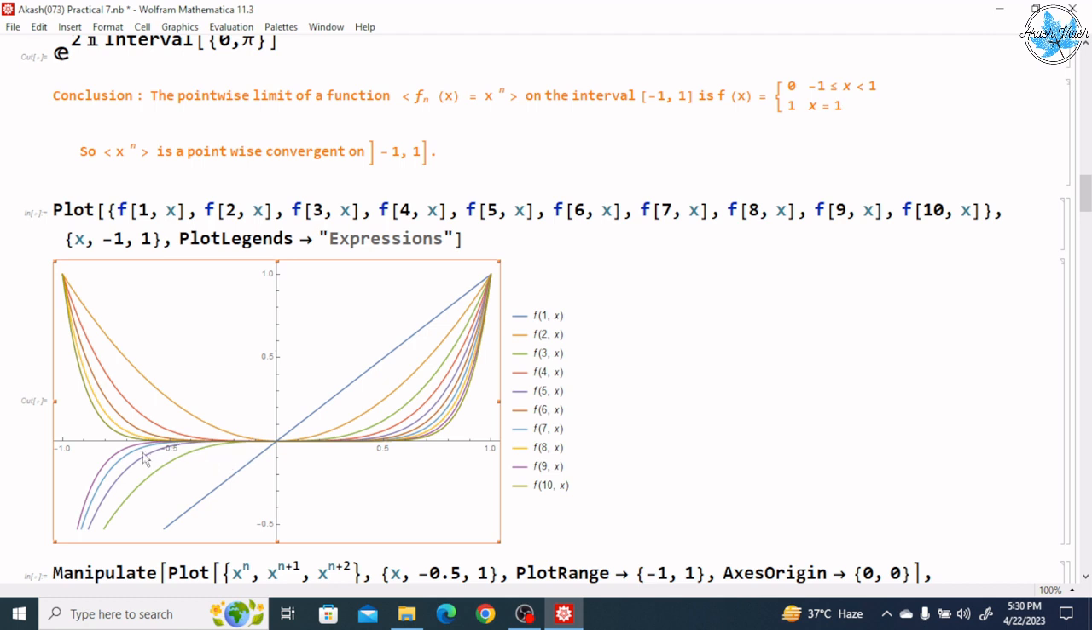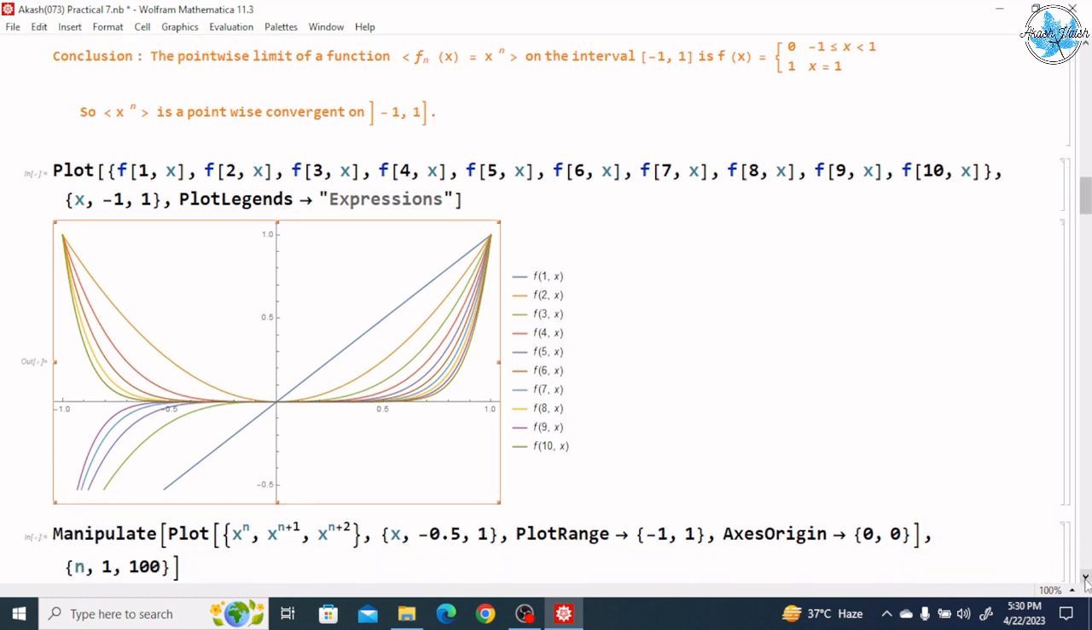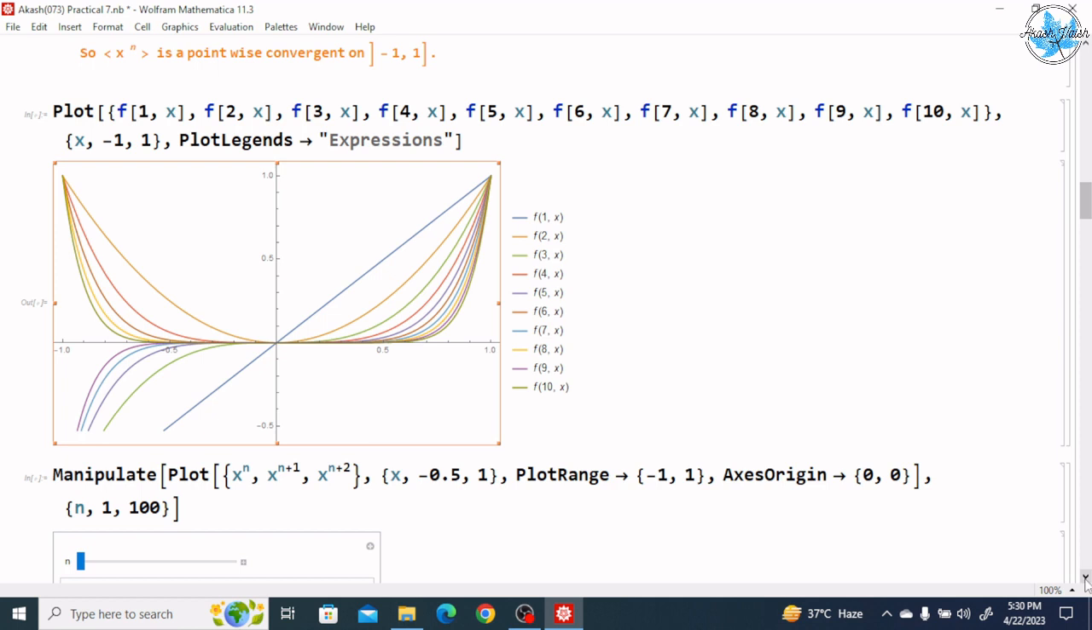But for x to the power n at -1, you can see it is diverging. It is going upward and downward. So at -1 you can see that when it is going towards -1 it is not convergent, but when it is going towards 0 to 1 then it is converging, that is at 0 and 1. So in this way we can see the graph of the function, and you can also give the manipulate command.